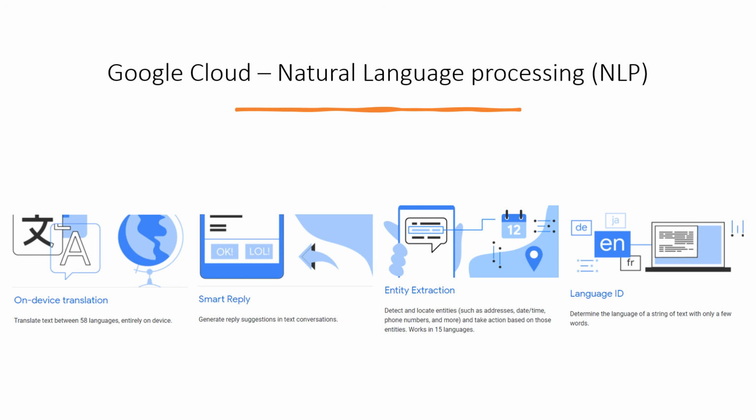Next one is entity extraction. With entity extraction, if you pass any document, form or bill, it will extract entities like address, date and time, and phone number, and you can take some action corresponding to that. Next one is language ID. With language ID, given any small text, it will help you understand which language it is.